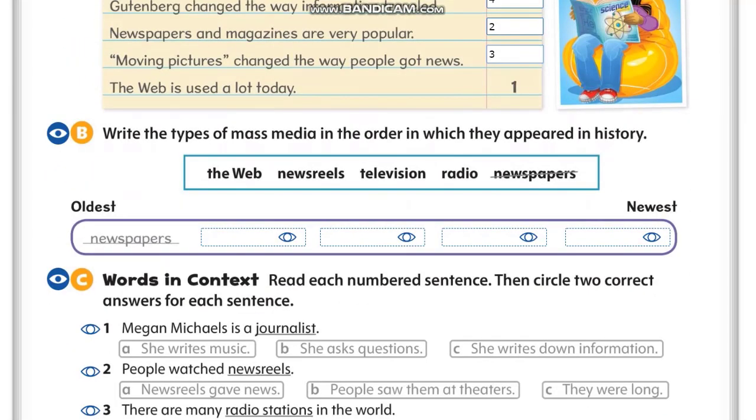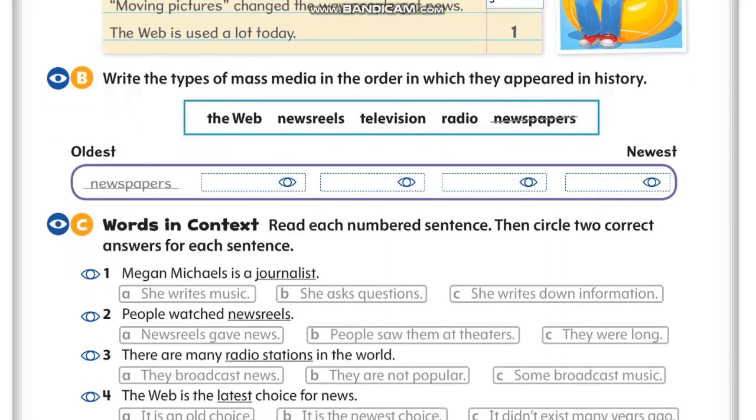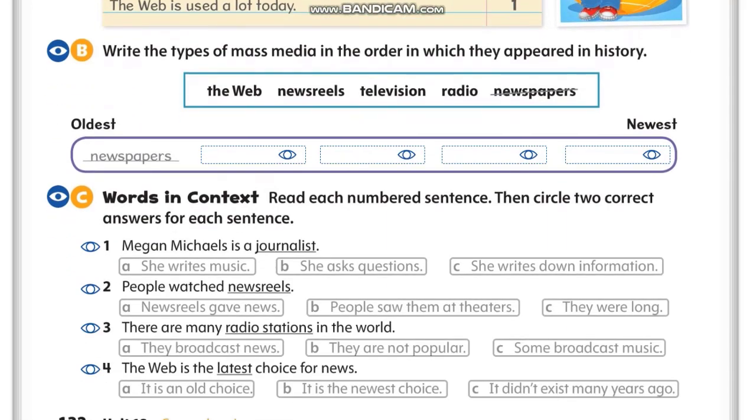Now let's move to question B and C. Question B, write the types of mass media in the order in which they appeared in history, from the oldest to the newest. So the oldest is the newspaper. We have the web, newsreel, television, radio. After the newspaper, we had what? Newsreel. Then we have radio. Then television. The newest is the web.